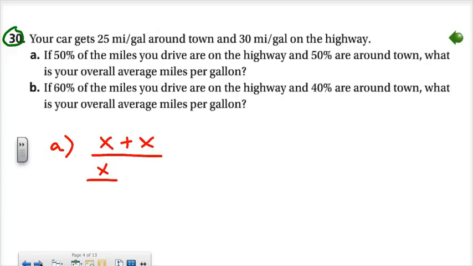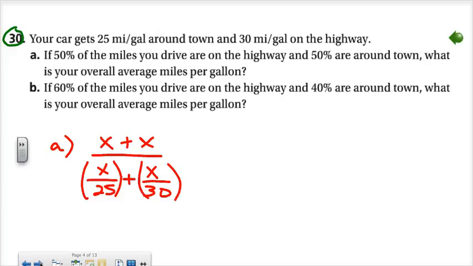Whatever miles they have for the first vehicle, you're going to divide that by 25 to get the gallons. And then for the second vehicle, you're going to take the number of miles, which is the x value because we don't know it, and you're going to divide it by 30. And that's because that car gets 30 miles per gallon on the highway. So now we have town and we have highway taken care of.